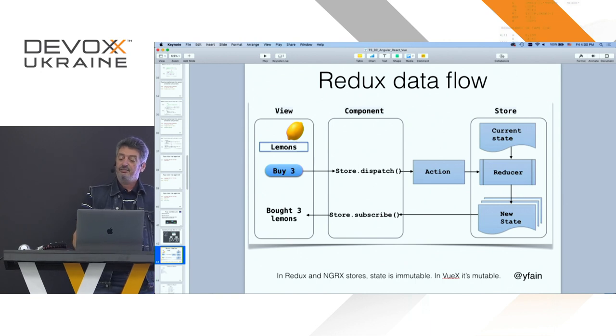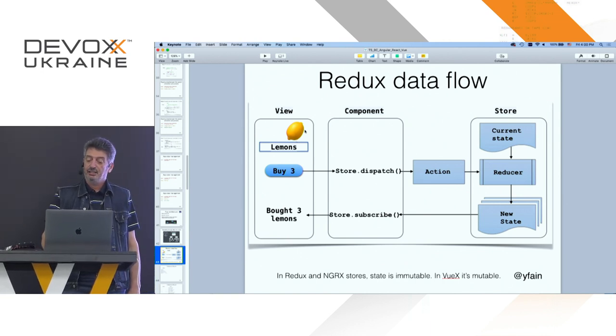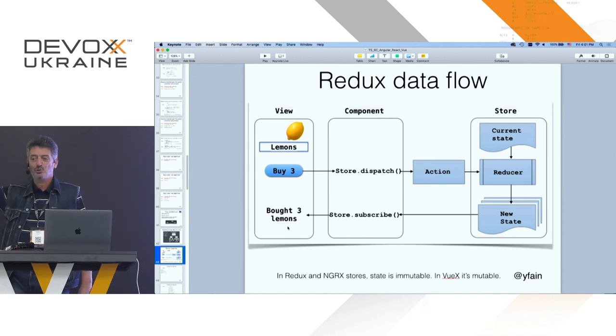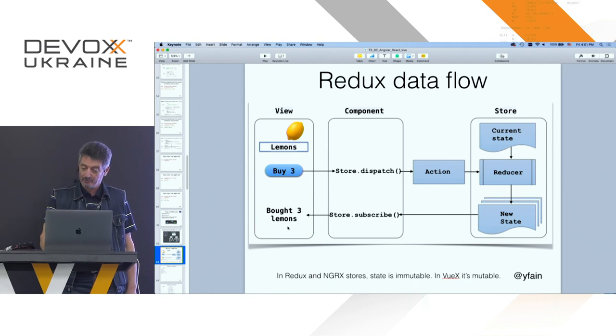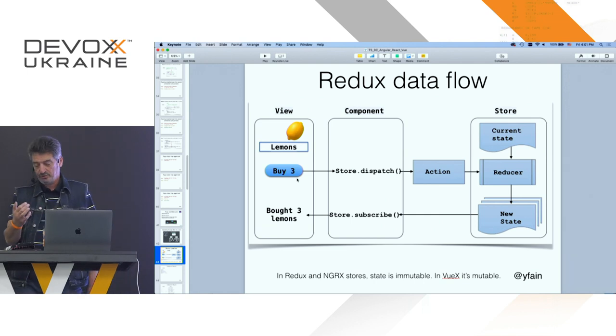Let's say I have a view like this. I have a lemon, and I have a button, buy three. Say I want to buy three lemons. And when I do this, I want to display the result. And somewhere the state should change. So now I have fewer lemons. So what would I do if I work with Redux?